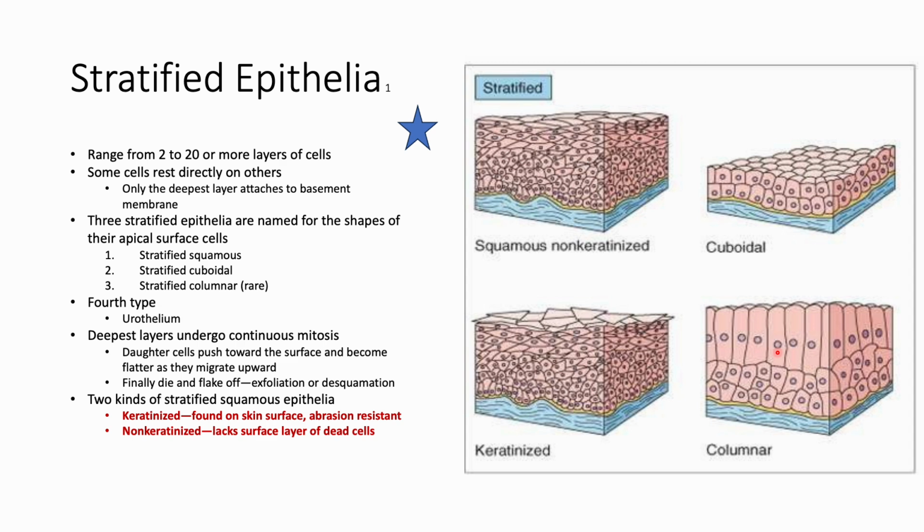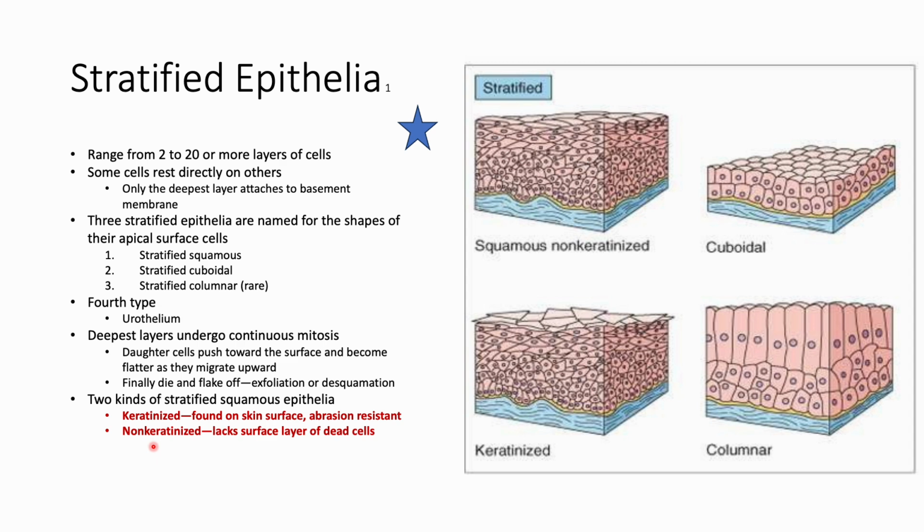In the deepest layers of stratified epithelium, there is continuous mitosis. The daughter cells push towards the surface and become flatter as they migrate upwards. Eventually, they reach the surface, and then they flake off and become dust. We can have two kinds of stratified squamous epithelium: keratinized and non-keratinized. Keratinized is found on skin surfaces and helps us resist abrasion. Non-keratinized lacks the surface layer of dead cells.